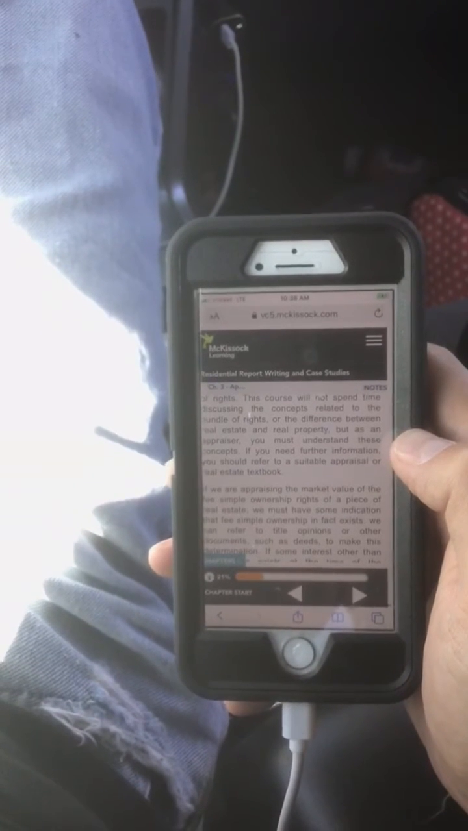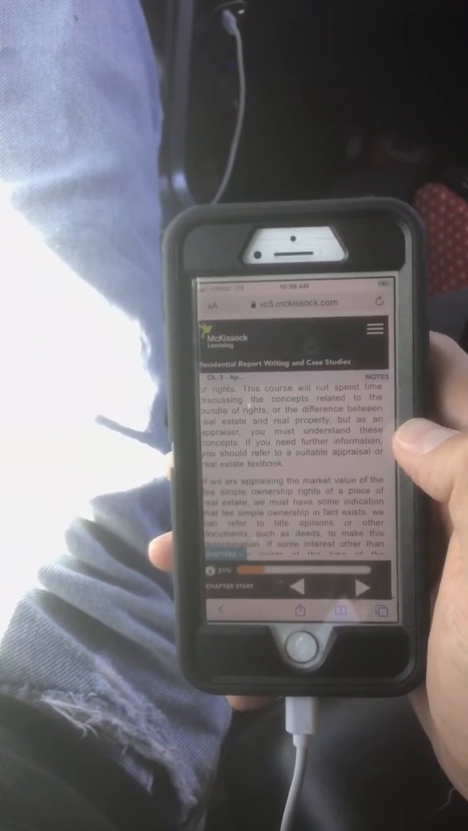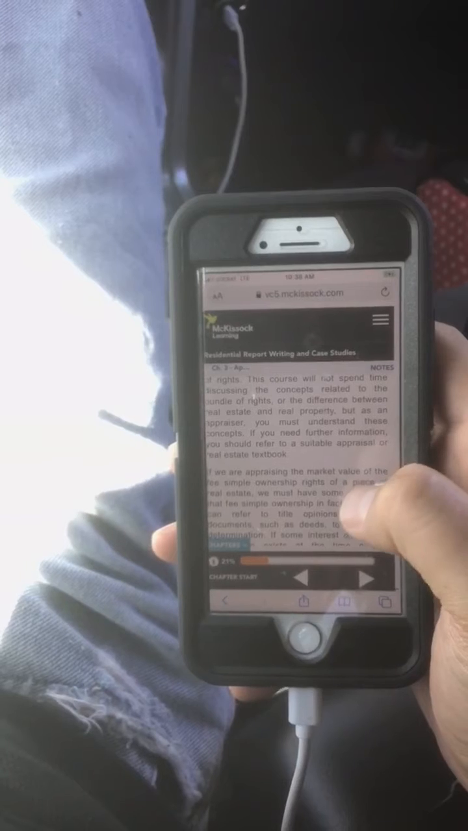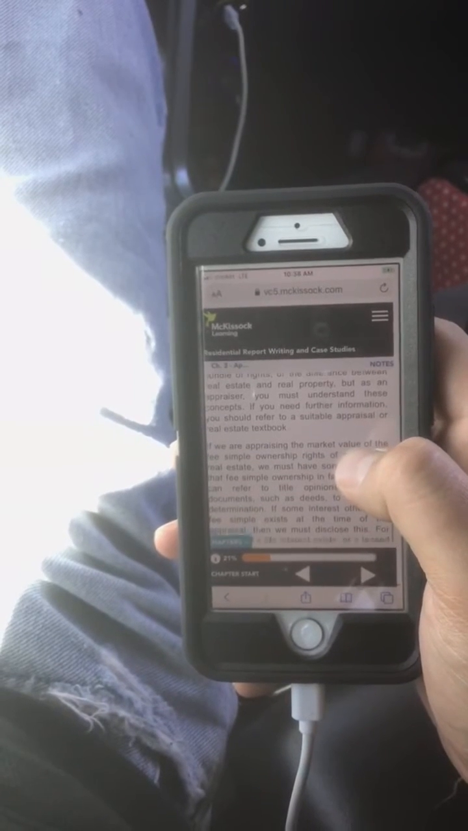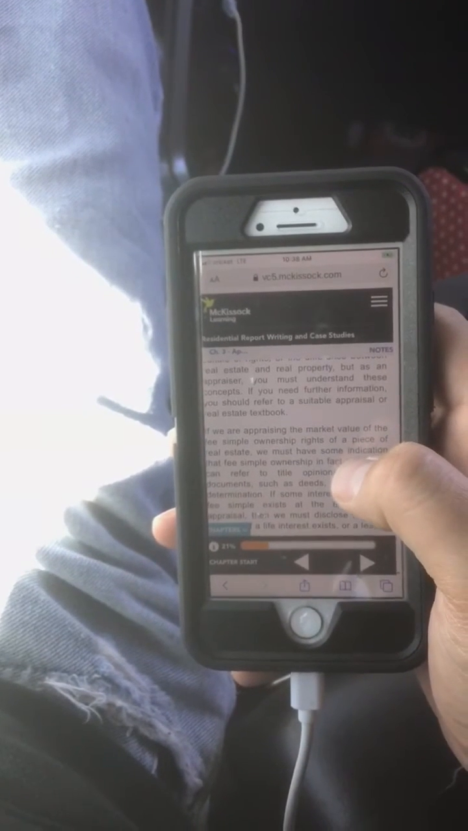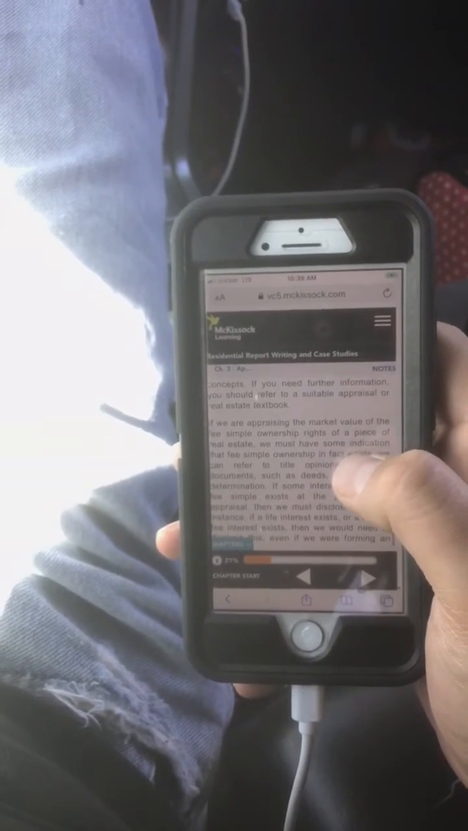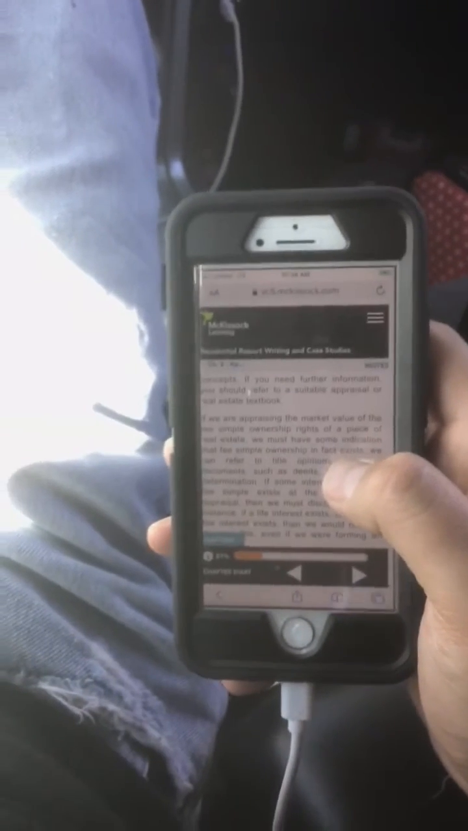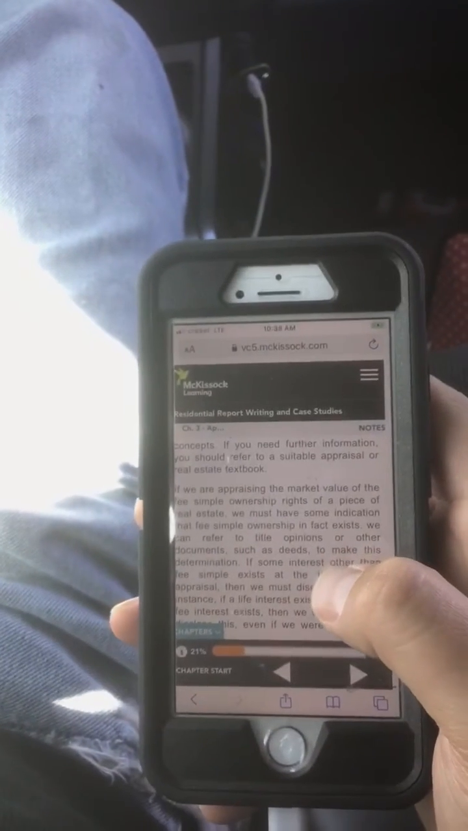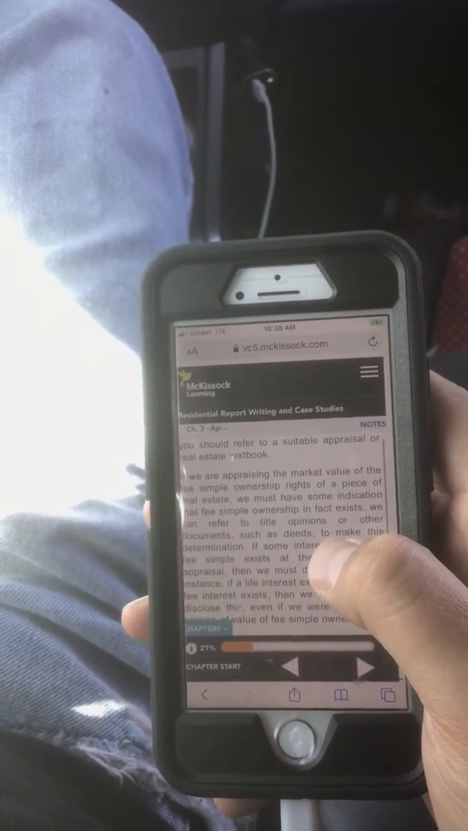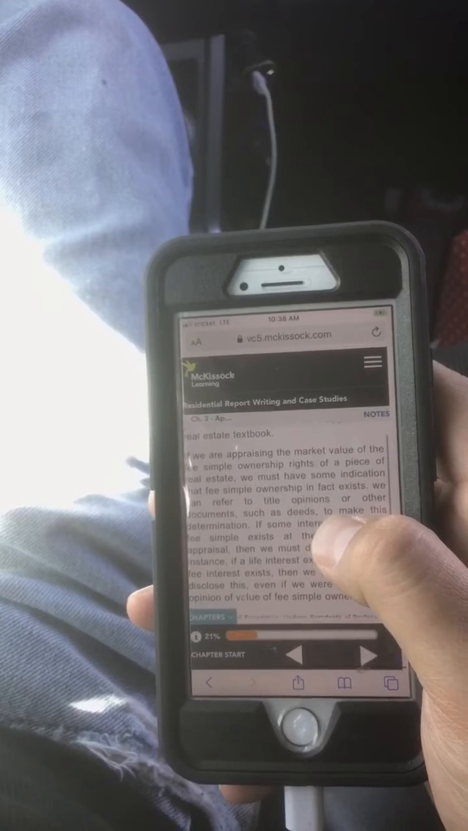This course will not spend time discussing the concepts related to the bundle of rights or the difference between real estate and real property, but as an appraiser, you must understand these concepts. If you need further information, you should refer to a suitable appraisal or real estate textbook.